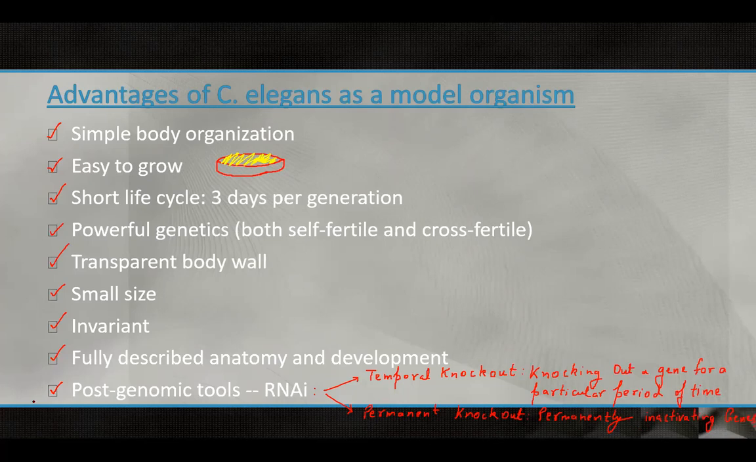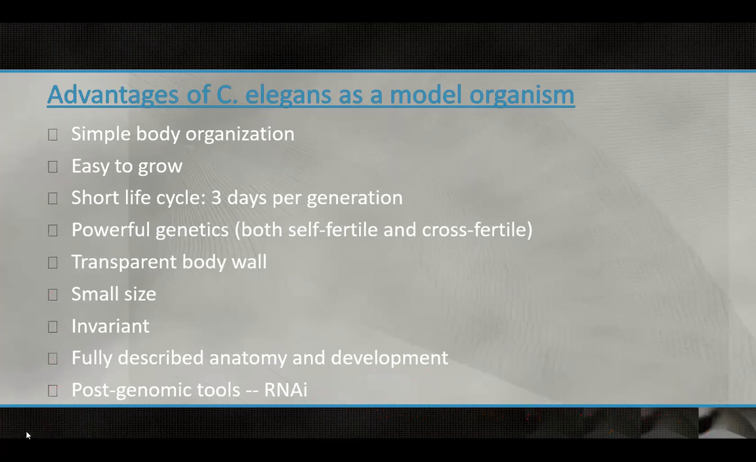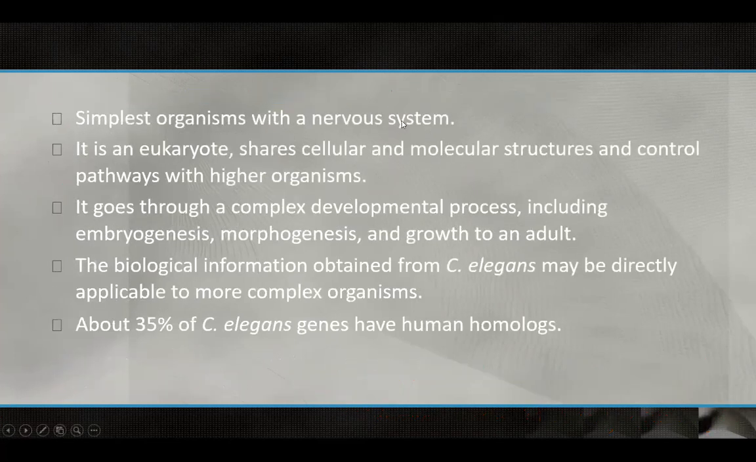Next point. Now, these are the simplest organisms with a simple nervous system. They are all eukaryotic and share the same cellular and molecular structure as other eukaryotic cells. These organisms go through developmental processes, including embryogenesis, which leads to the formation of the embryo, and morphogenesis in order to form an adult organism, resulting in the growth of an adult organism.